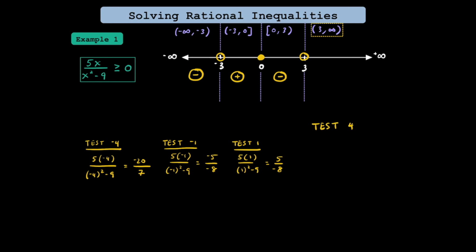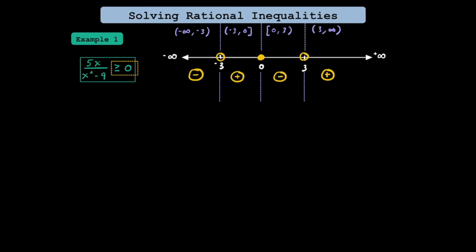In this last interval, we have to test something that's greater than 3. I'm going to test the number 4. Substituting in, we have 5 times 4 on top, and then we have 4 squared minus 9 on bottom. 5 times 4 is going to be positive 20 over 4 squared is 16 minus 9 is going to be positive 7. Since 20 divided by 7 is a positive, we know all the values will be positive in this interval.